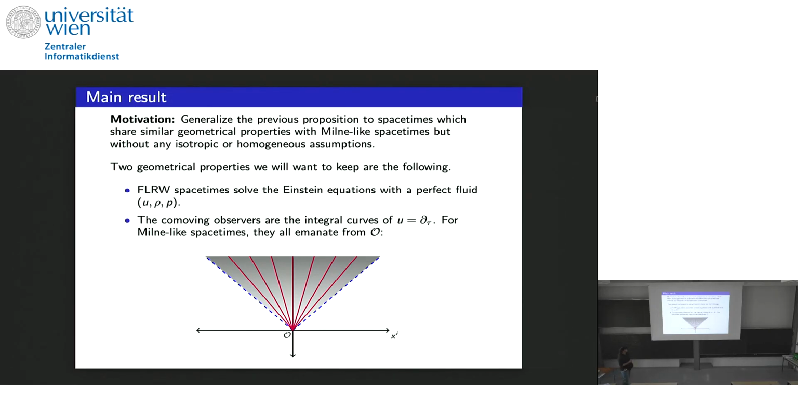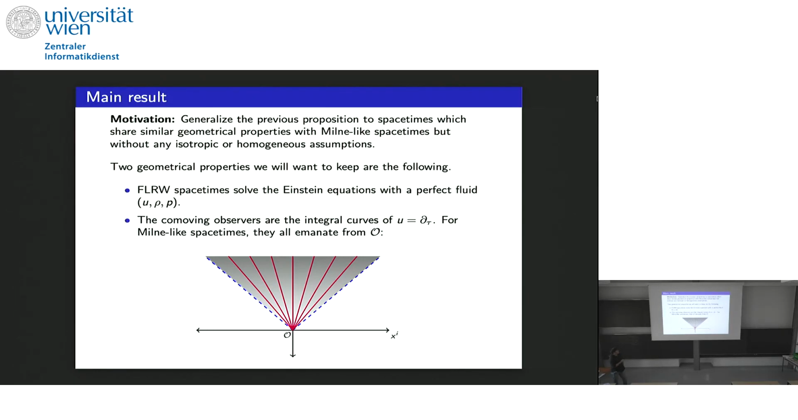Okay, but we do want to keep some things. What we want to keep is that they should solve the Einstein equations with the perfect fluid. So we're just going to make this assumption that the Einstein equations are satisfied with the perfect fluid. And we're going to assume that the co-moving observers, since we have a perfect fluid, so we have this vector field U, I define the co-moving observers as the integral curves of this vector field.